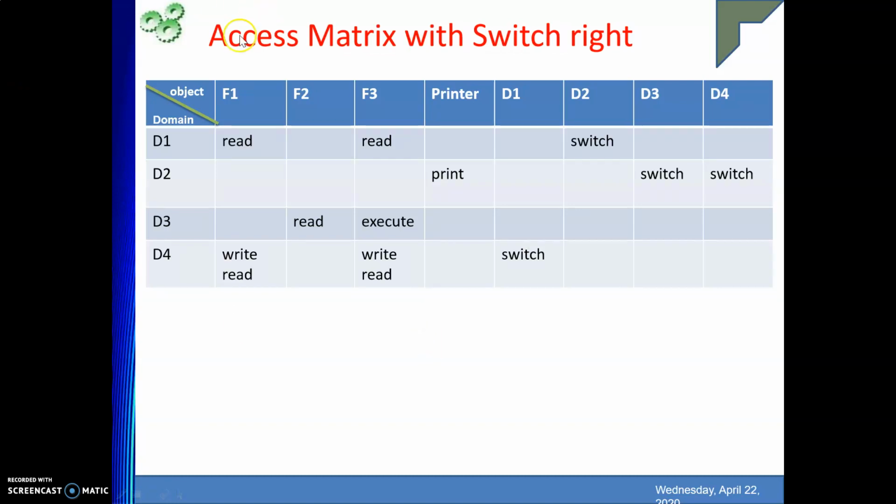We'll see with an example. See here, a process is executing in domain D1. And here see, for domain D1 and domain D2, this is row and this is column, switch right is there. What does it mean? It means a process executing in domain D1 can switch to domain D2, right? Likewise, a process executing in domain D2 can switch to domain D3 as well as can switch to domain D4. And here see, a process executing in domain D4 can switch to domain D1, right?